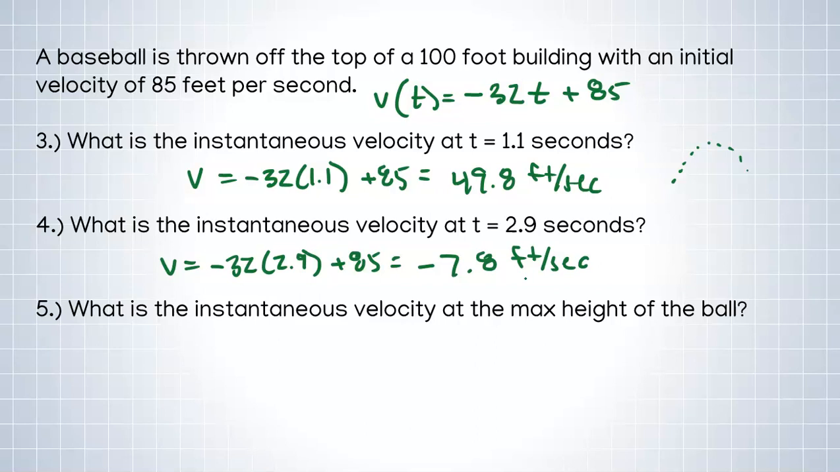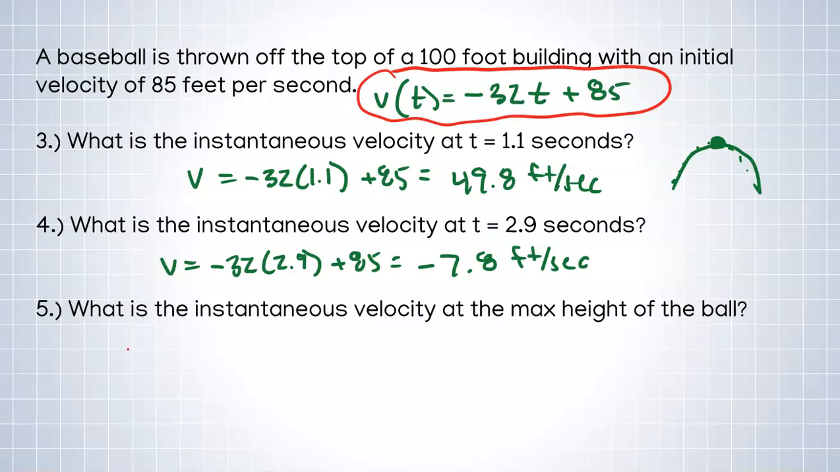All right, last question here for this particular problem is, what is the instantaneous velocity at the max height of the ball? So when the ball is all the way at the very top, how fast is it traveling? Well, the first thing I've got to figure out is the time, right? Because my velocity formula is based on time. I need to plug a time into it. So at what time is my baseball at its maximum height?